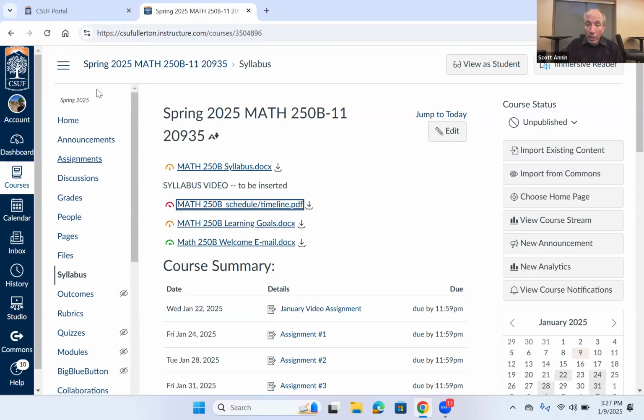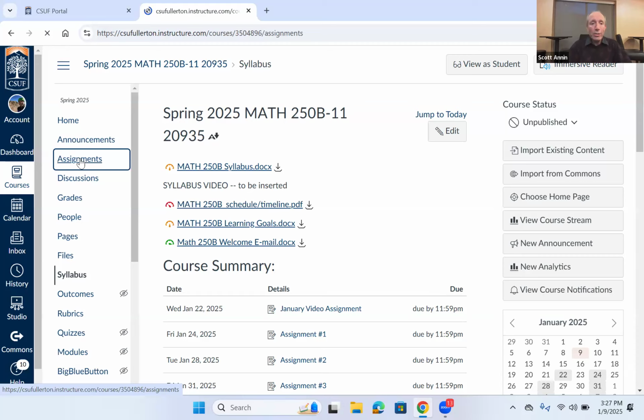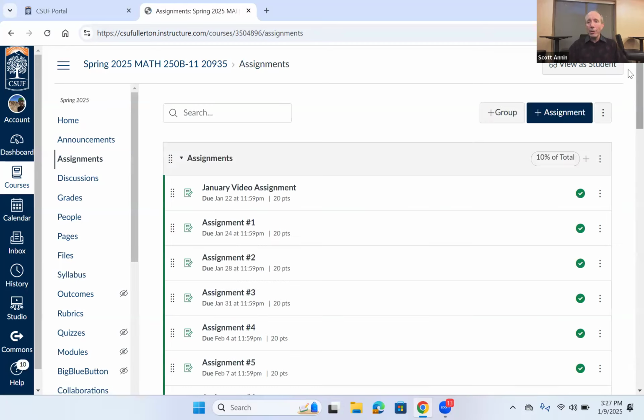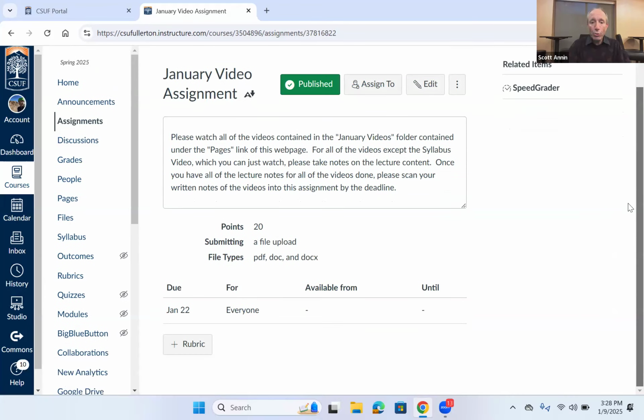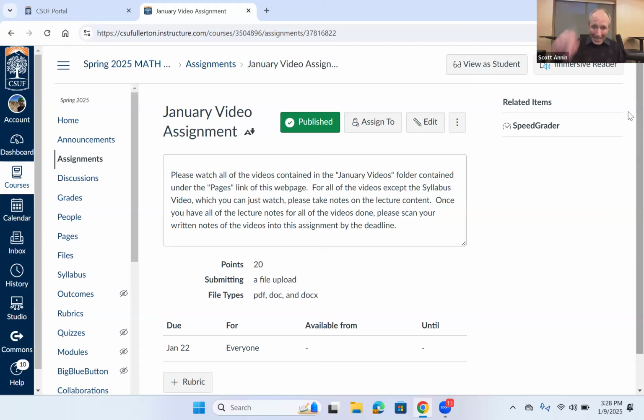Looking at the different things you can click on in the homepage of Canvas, the main ones that you're going to want to look at are going to be the assignments. I'm going to try to open that up right now to show you that January video assignment, which is going to get us through the first lecture of the semester without a class meeting. This is already posted. What you'll be doing here is going into this assignment, and there are YouTube videos for you to watch that you'll then submit in this particular spot. And I'll show you where those videos are in just a minute.